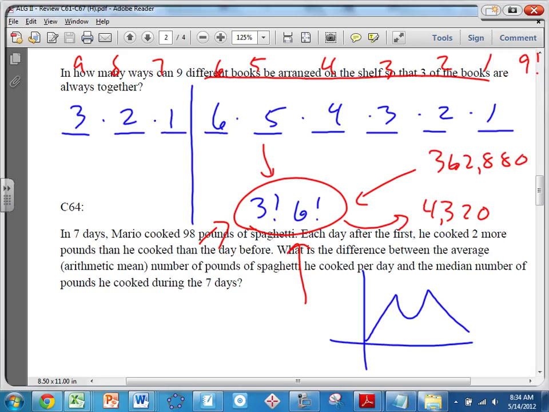Look at the difference. Because of that grouping, look at how many possible choices we have now, or how many different arrangements. We went from 360,000 to 4,000 just from a grouping of 3.